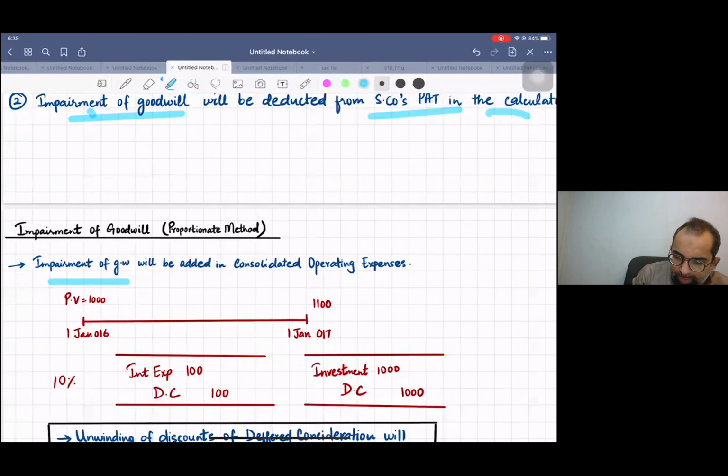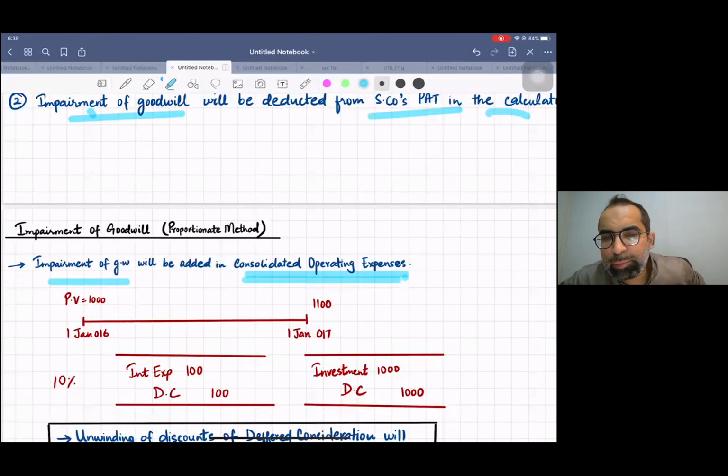This is proportionate method. In proportionate method, only consolidated operating expenses are adjusted. No more NCI adjustment. Okay, don't forget, these are basic things.